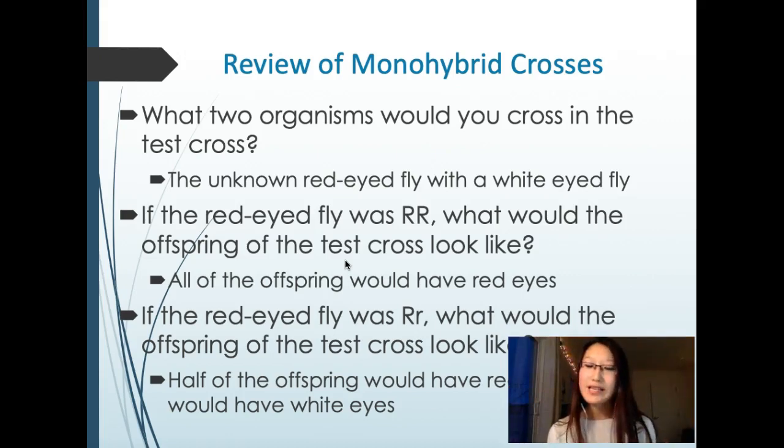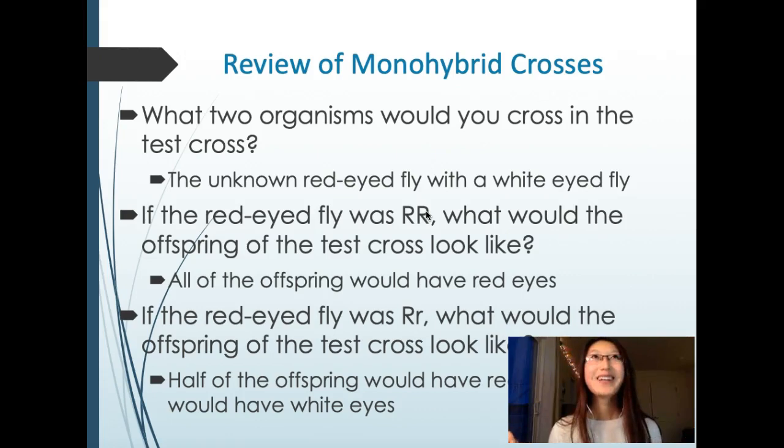If all the offspring have red eyes, that means that unknown parent with the red eye has to have the homozygous dominant genotype, big R, big R. All right? Let me say this one more time. Think in your head. Make sure this makes sense to you.